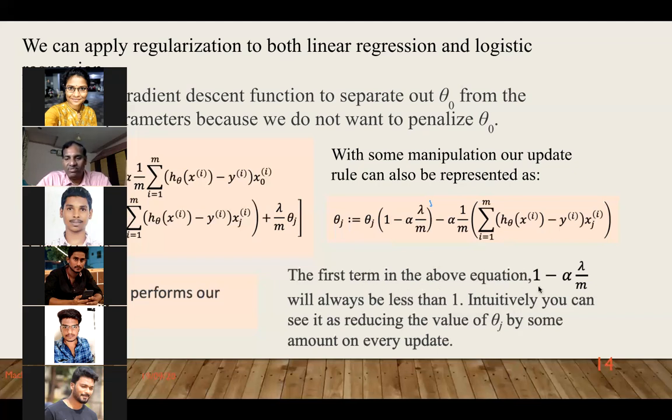Intuitively, the first term in the above equation, 1 minus alpha lambda by m, will always be less than 1. Intuitively, you can see it as reducing the value of theta j by some amount on every update, because our whole aim is to get smaller theta j values. So it reduces by some amount on each update. Again, you are doing minus only. You are not adding anything positive to that. The cost function is always non-negative. So the first term itself is reducing, and then the second term is also reducing the theta j value. As you progress through many iterations, it reduces the theta j values.